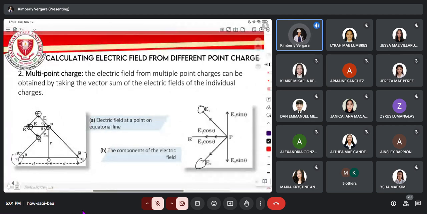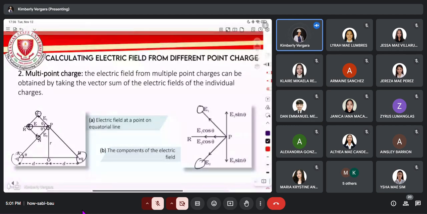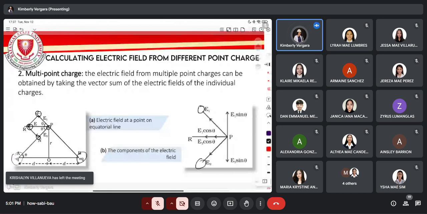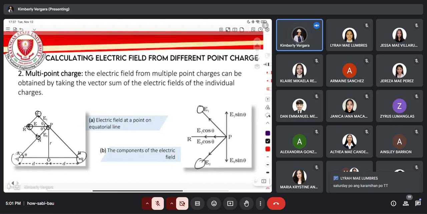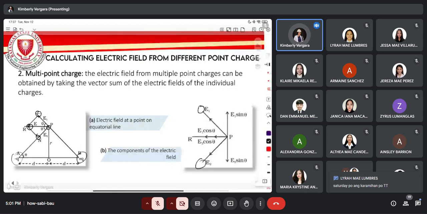Kailan ang pasok niyo, class? Kailan ang pasok niyo ng face-to-face? Tomorrow ba? May face-to-face class kayo? Anyone? Hello? Anyone? Kailan po ang inyong face-to-face class? Karamihan. How about the others?